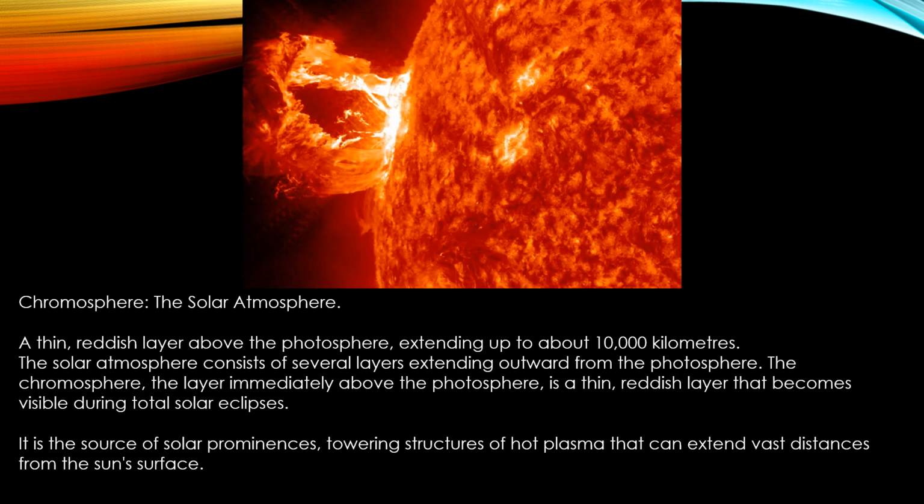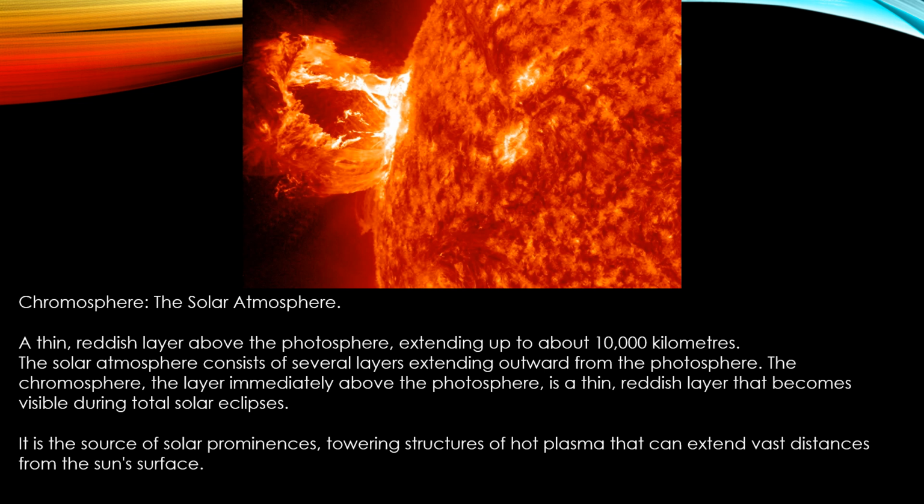Above the photosphere comes the chromosphere, the solar atmosphere, a thin reddish layer above the photosphere extending up to about 10,000 kilometers. The solar atmosphere consists of several layers extending outwards from the photosphere.